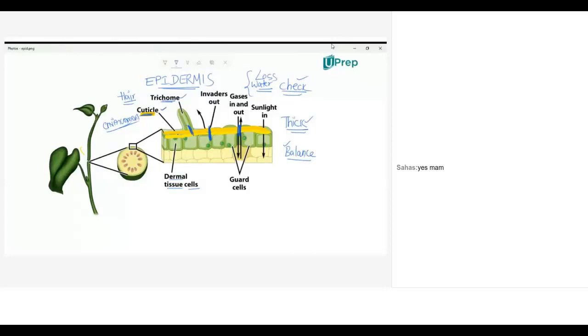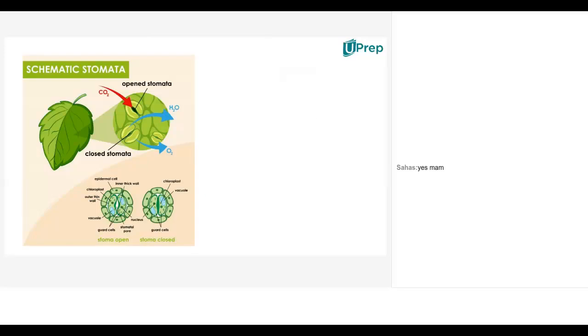Other than that, gases have to come in and out of the cells, so some passages have to be there. And even sunlight has to get in for photosynthesis, so some gaps have to be there. So the epidermis will have some gaps so that the cuticle will not totally control the loss of water. What really happens in this control, checking and balance? I'll show you the other slide, which will make it very clear what is actually happening.